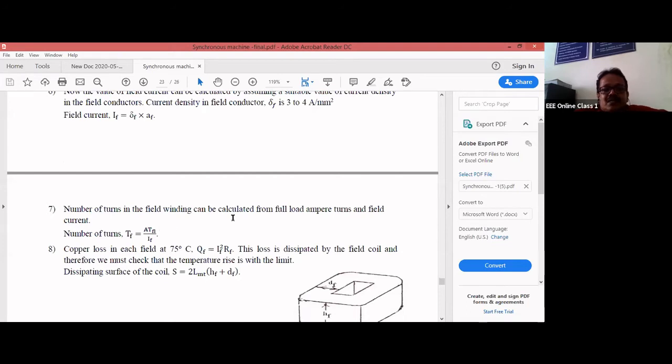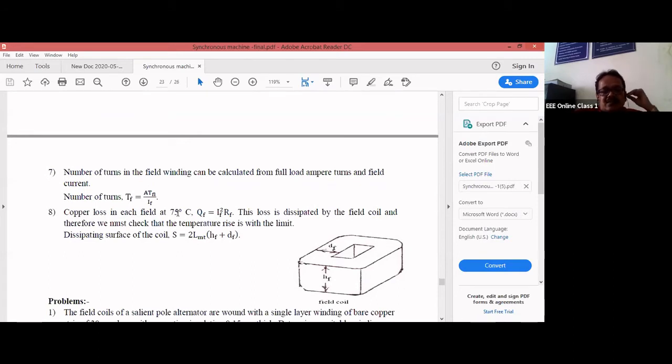The number of turns in the field coil can be calculated from the full load ampere turns and the field current. So when you know the ampere turns, TF is equal to ampere turns divided by IF. This is the number of turns TF, where AT is the ampere turns. Ampere turns AT is TF into IF. So if I know the ampere turns and IF, I can calculate the number of turns of the field coil.